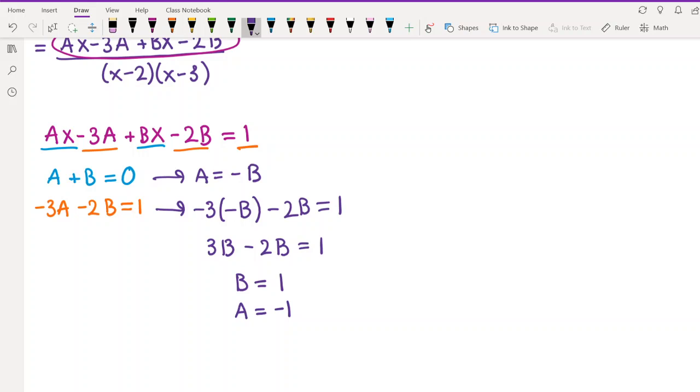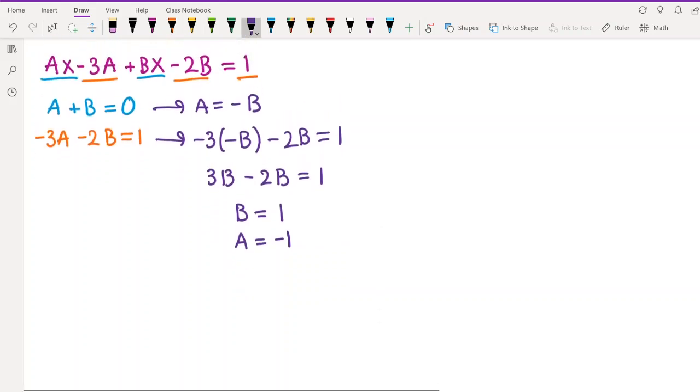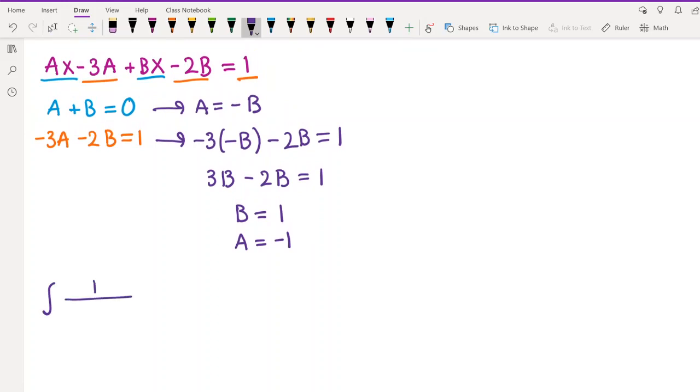Okay, so now let's bring that back, or let's rewrite our integral. So we have the integral of 1 over x squared minus 5x plus 6. And so we now know that we can rewrite this as the integral of, so a was negative 1, so that was negative 1 over x minus 2, and then b was positive 1.